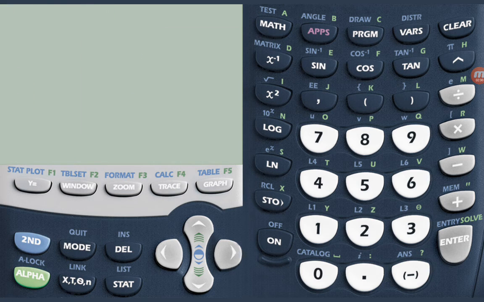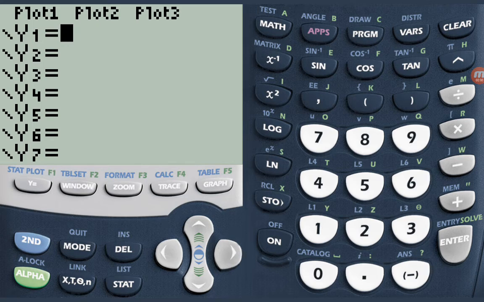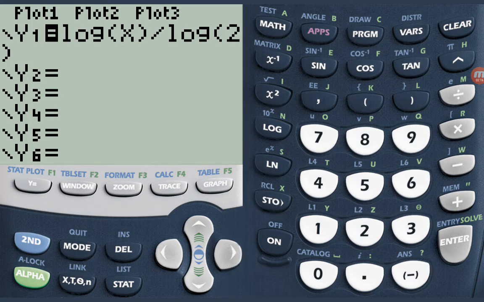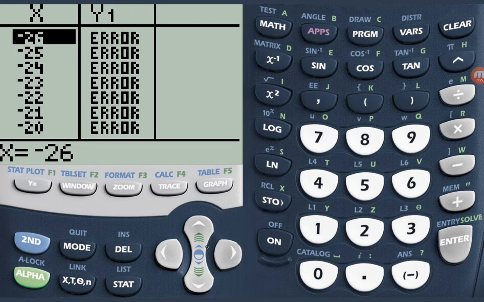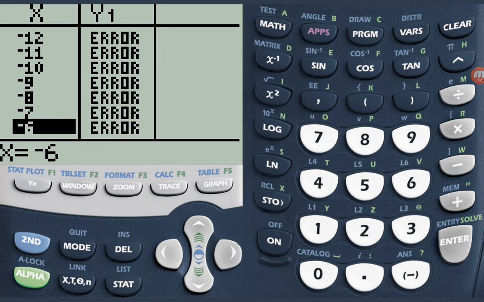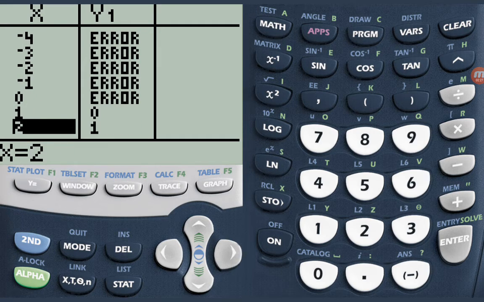Go to my calculator. I'm on my main screen. I hit y equals. Clear out anything that's there. I type in log of x divided by log of 2. Now I hit second graph to go to the table. And I see that in the negatives there's a whole bunch of errors. That's because this function is undefined on the half of the graph where x is negative, or apparently where x is 0 as well. The function does not exist where x is negative or 0. It's undefined over there.